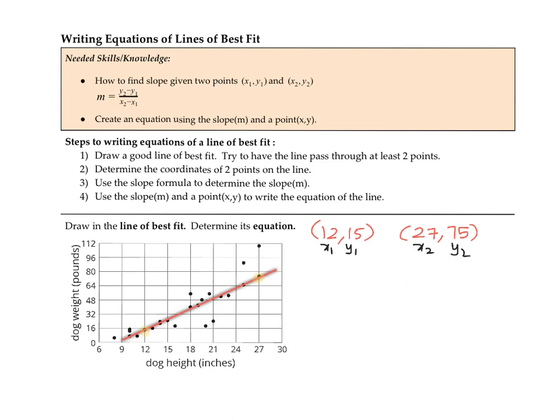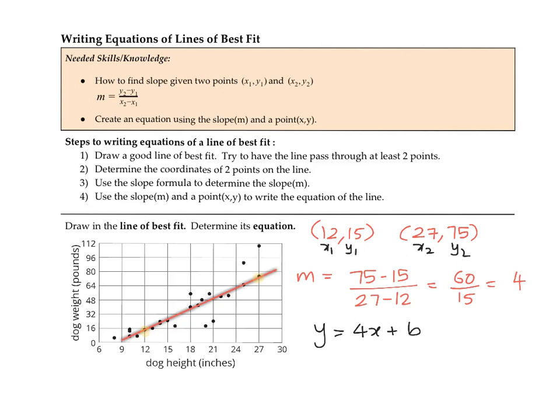So let's figure out slope because that's what we need. M equals 75 minus 15 divided by 27 minus 12. So that comes out to 60 divided by 15, and M would be 4. Now our equation of the line would be y equals 4x plus b.